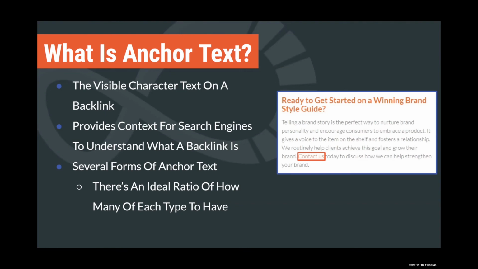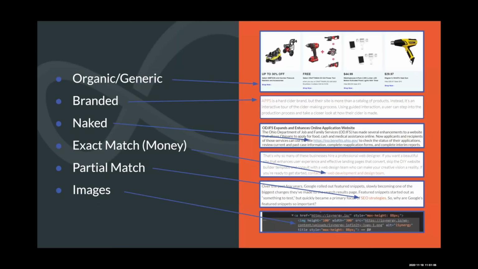There are several different forms, the way they're categorized, and there is an ideal ratio of the types of anchor text that you should have. It's not a hard and fast rule by any means. It's kind of just a general rule of thumb, but you do want to keep an eye on that. You want to make sure that you manage that to the extent that you can. And here is a breakdown of the specific types of anchor text that you'll see. The first one being organic or generic.